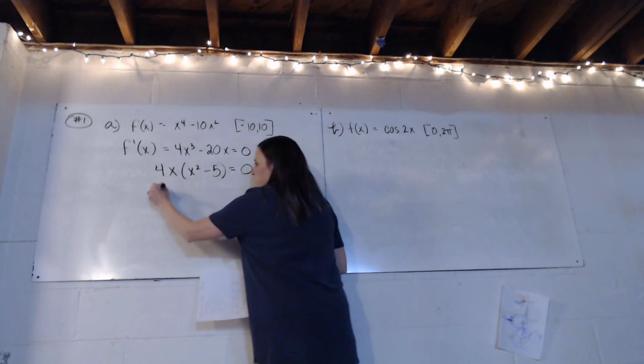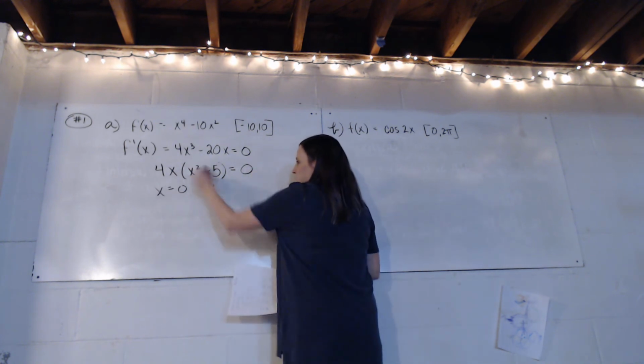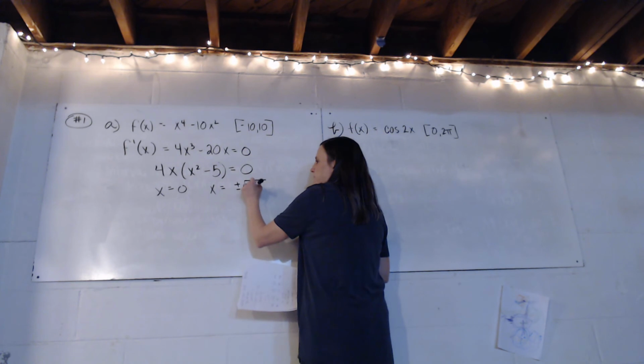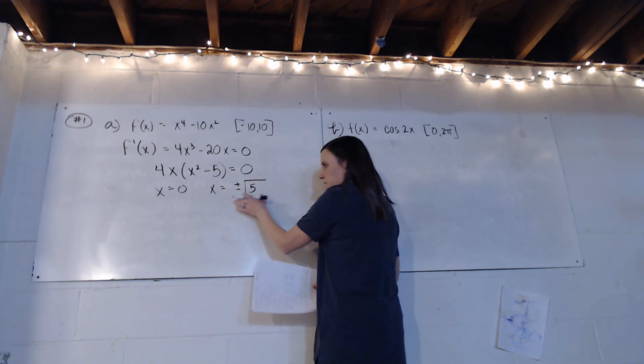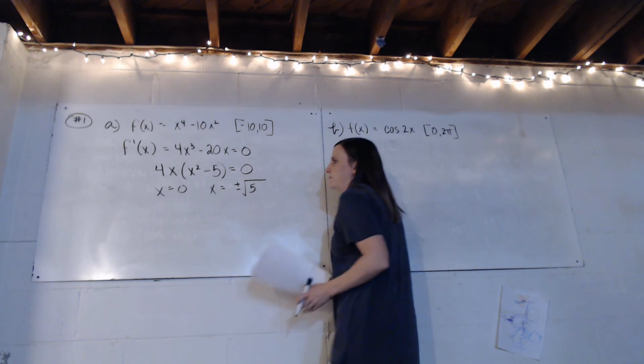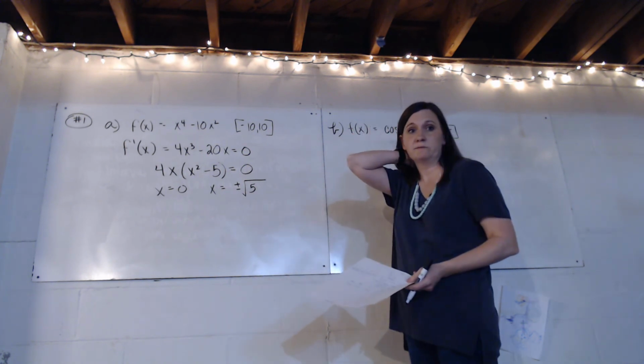It's definitely equal to 0 when x is 0. And also, since this x is squared, at the positive or negative square root of 5. So if we square the square root of 5, we get 5. So these are my critical numbers. So I have 3 critical numbers. Okay, so that's step 1, find the critical numbers.